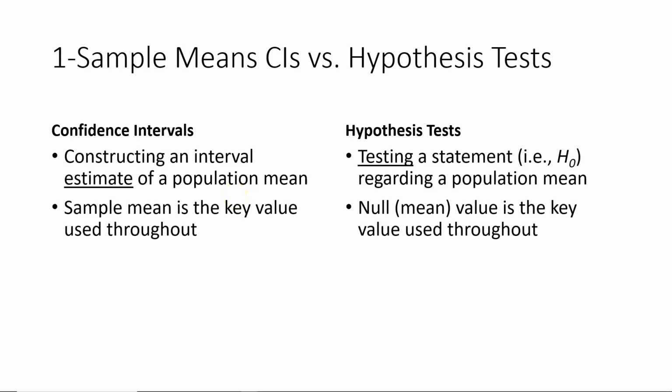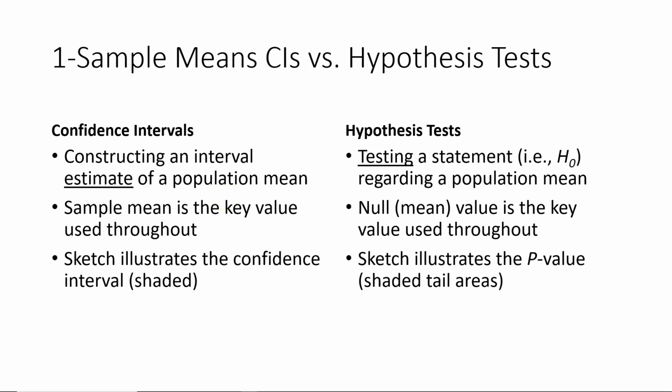Secondly, the sample mean for a confidence interval is the key value that we use throughout for all calculations. In contrast with that, for a hypothesis test, we use the null hypothesis mean value as the key value for all calculations throughout. As far as comparing sketches, for a confidence interval, the sketch illustrates the actual confidence interval itself as the shaded portion. In contrast with that, the shaded tail areas for a hypothesis test sketch illustrate the p or probability value.